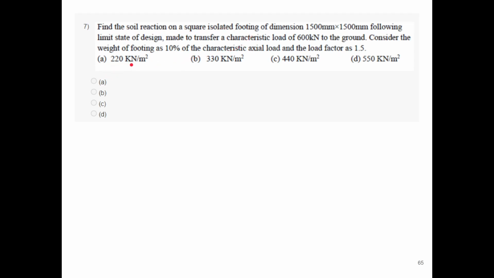Is it A 220 kilonewton per meter square? Is it B 330 kilonewton per meter square? Is it C 440 kilonewton per meter square? Or is it D 550 kilonewton per meter square? So, which is the correct option?